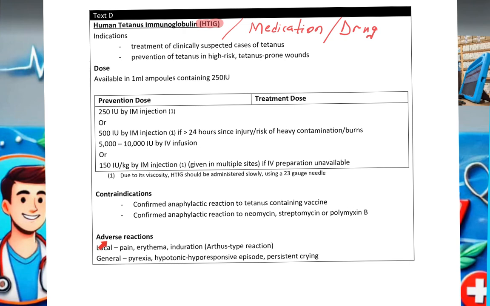So we come to adverse reactions. And you can see local pain, erythema, induration. We have general, we have paresthesia, hypotonic, hyporesponsive episode. We have persistent crying. Those are the side effects.